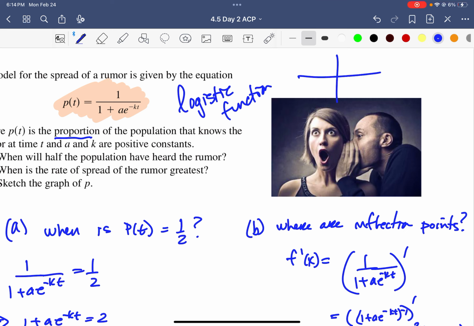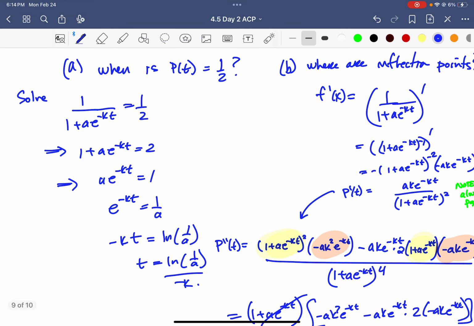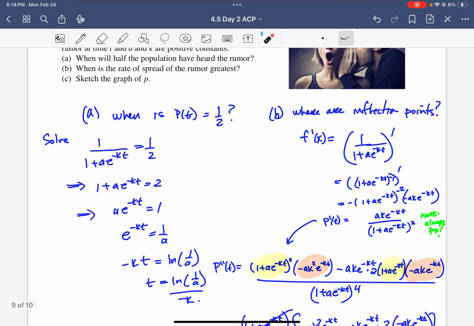It's when you plug in 0, you get 1. Looks like this. It has a nice carrying capacity up here. For this case, it has a carrying capacity at 1 because we get up to 100% of the people. So when is P equal to 1/2? I ended up getting this. So you just set P equal to 1/2, and then you do some pre-calculus to get there.